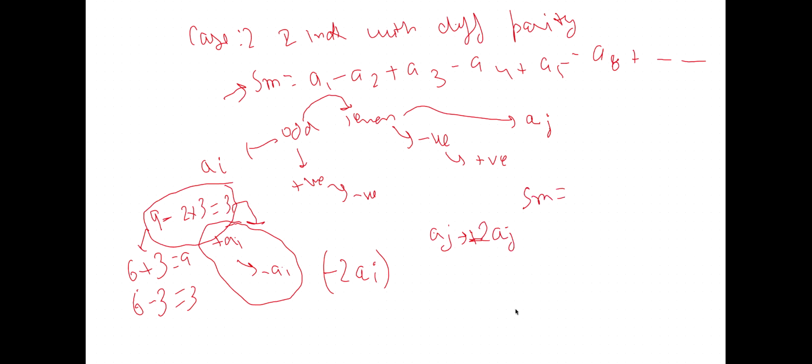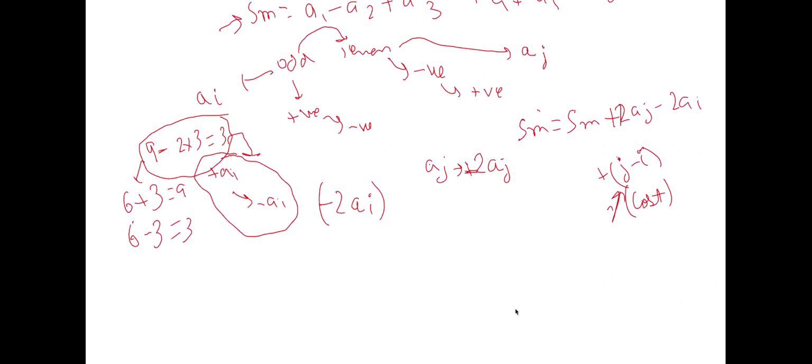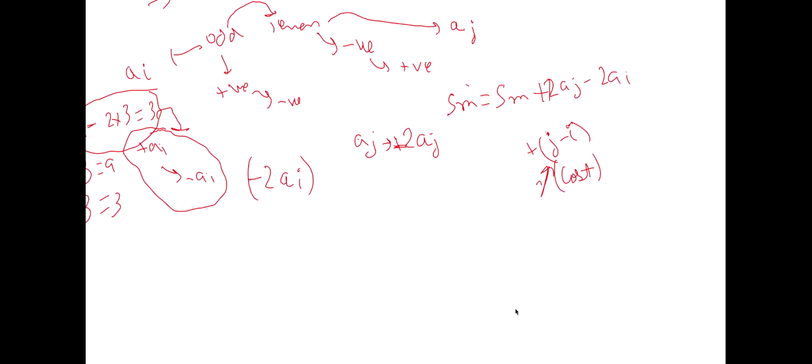So can I say that your sum will be the initial sum, that is sum only, plus 2 times aj minus 2 times ai plus j minus i. Okay, because we will add cost also. Now we want to maximize this thing because this sum is constant, as we already calculated it.